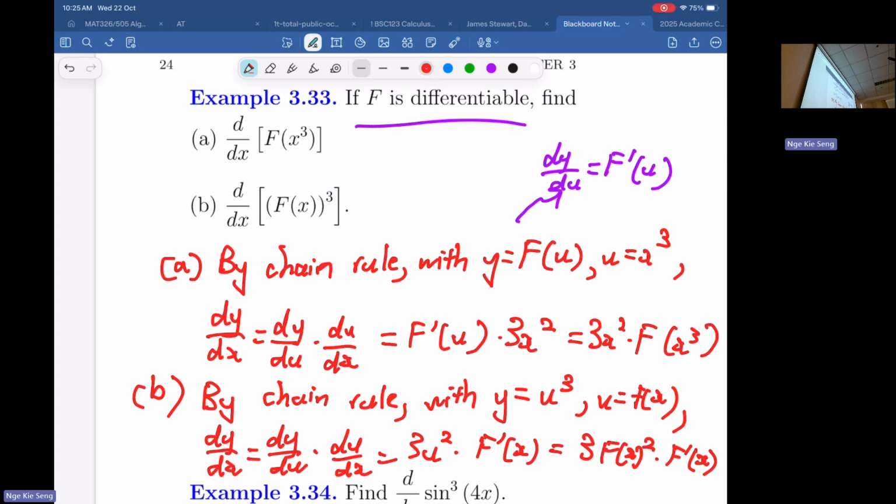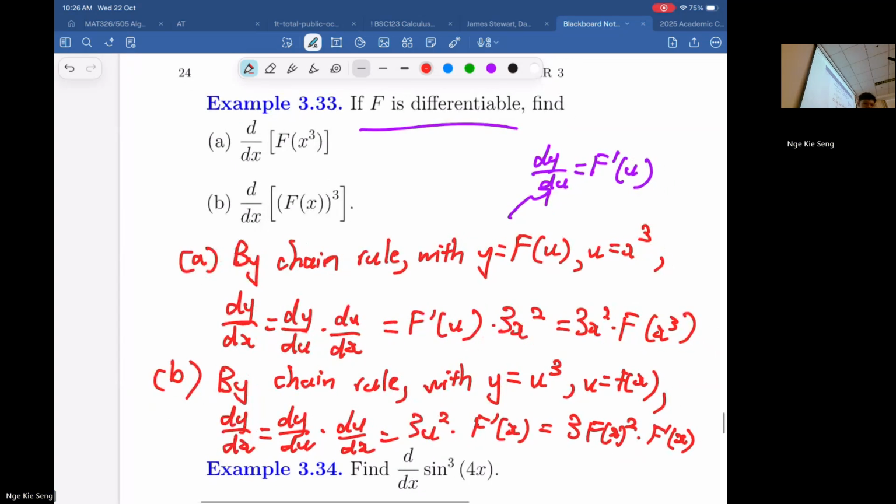Okay, makes sense. You can see that in this example, it demonstrates that if you put the cube inside the variable or you put the cube outside the function, they are actually different. The derivative is different here. In general it is different. We got 2 f's here, and here only 1 f. So you cannot just simply pull your cube outside your variable.